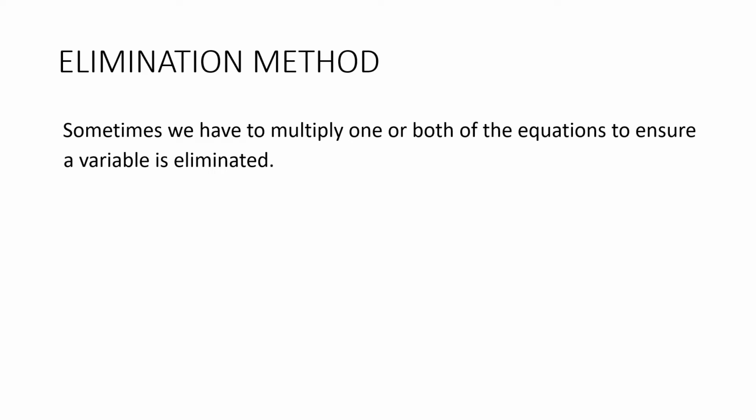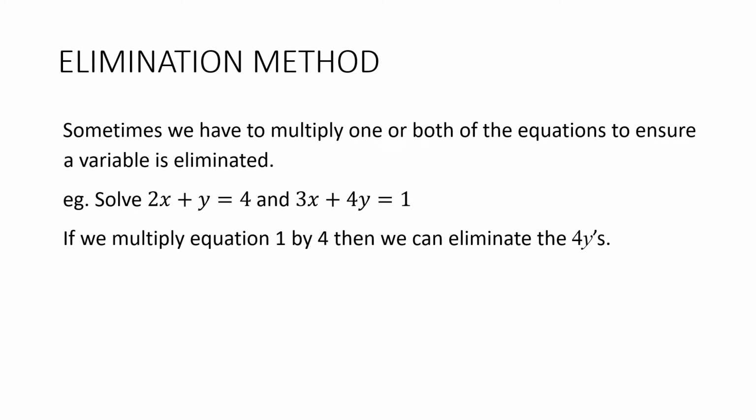Now that was a fairly straightforward one, but sometimes we have to multiply one or both of the equations to be able to eliminate a variable. Like this example, we've got 2x plus y equals 4 and 3x plus 4y is equal to 1. We can see that the x's have different coefficients and the y's have different coefficients. So I need to multiply one of those by some number to make either x or y match. And I imagine the easiest way to do this is to multiply this first equation by 4, because that'll give me 4y. So we've got 8x plus 4y equals 16, and then the second equation goes underneath.